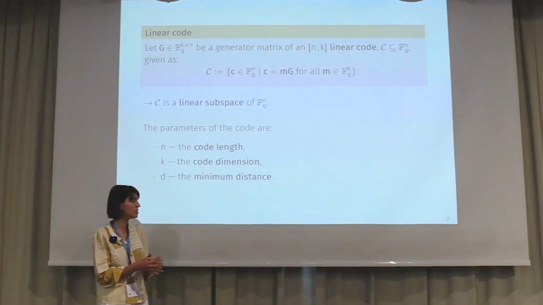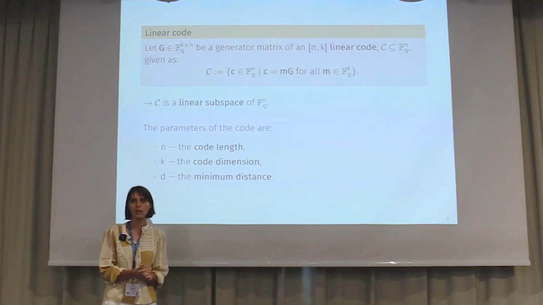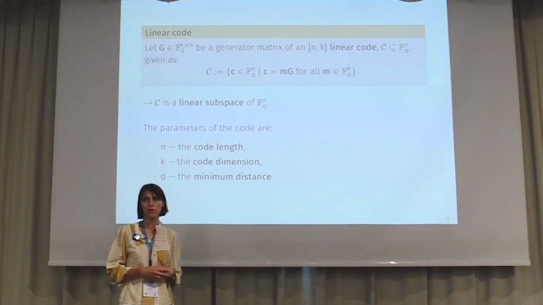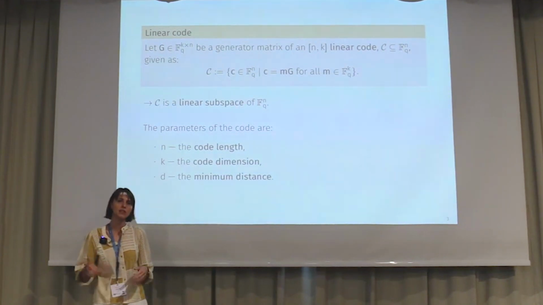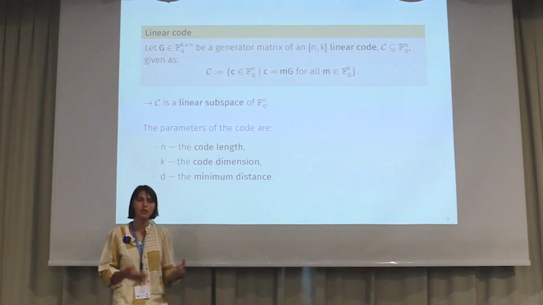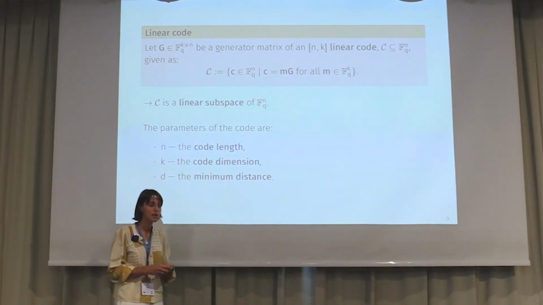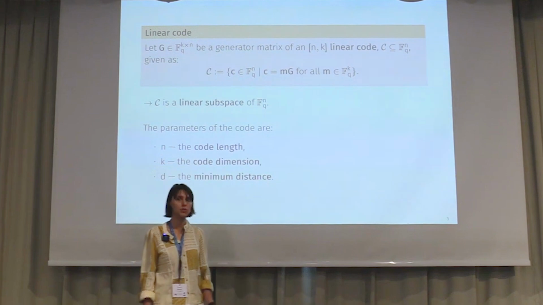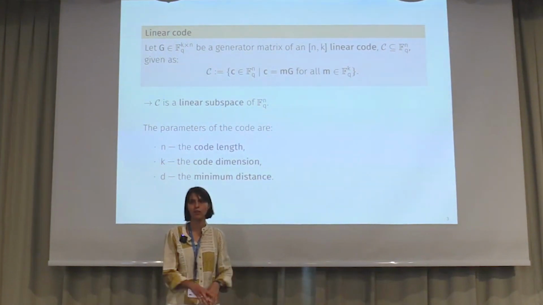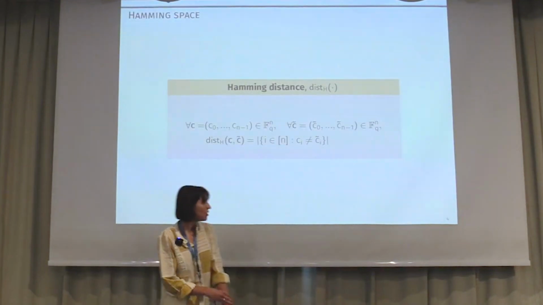This value is a very important parameter of your code because it basically tells you the error correcting capability of your code. If the minimum distance between two codewords is very small, that means that for everything that falls in between these two codewords, it will be hard to decide which codeword it's closest to. So this parameter is also going to play a very important role in deciding how we design our problem and how we decide on the parameter regime where our problems are hard. Okay? So that's about the linear codes.